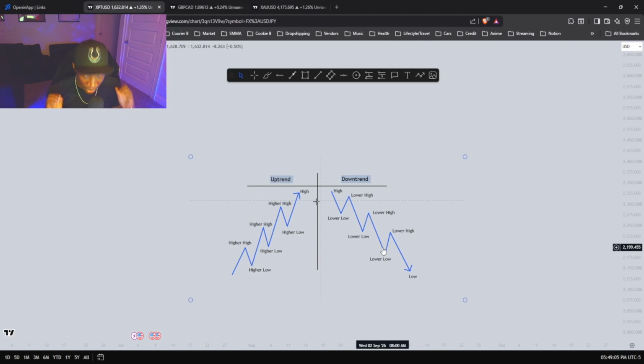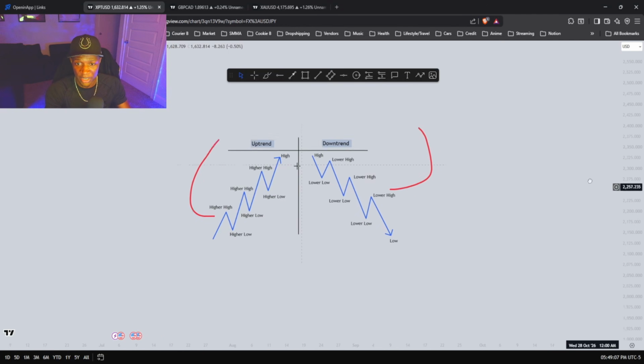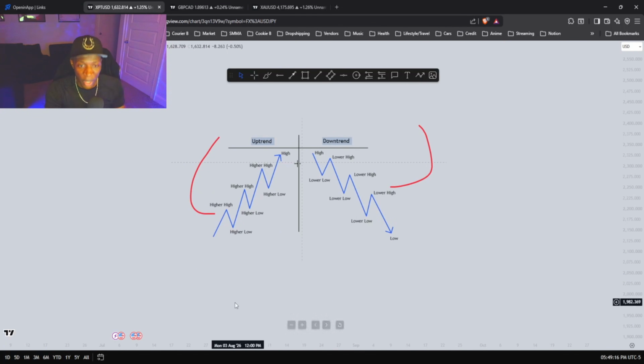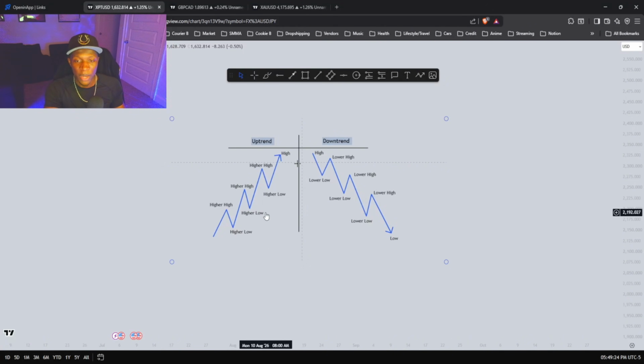Just that simple. Do I need to repeat this again? No, I'm going to repeat this again. Okay? Because somebody is going to comment and somebody's going to be in my DM. Somebody's going to say ICC doesn't work. When price is on an uptrend, it will never break its higher highs and higher lows unless it's becoming a downtrend. And when price is on a downtrend, it will never break its lower lows or lower highs unless it's forming to become a bullish uptrend.